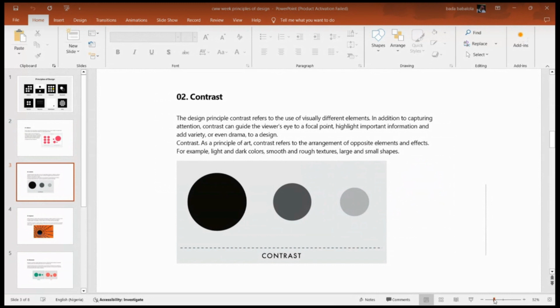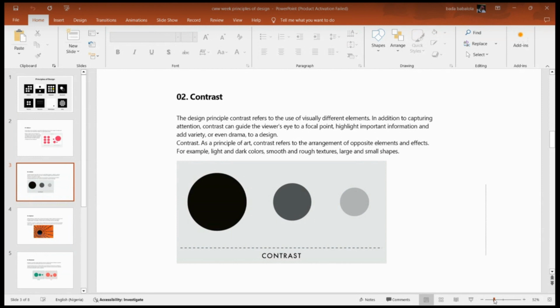We have contrast. So I want to believe that every one of us at one point in time has worked with what we call contrast on our phone, on our laptop, on probably most of our devices, and we all can resonate with the fact that we know what contrast means. Now, contrast refers to the use of visually different elements. You understand? It guides the viewer's eye to a focal point. And when we talk about focal points, it means the center of attraction in a design.